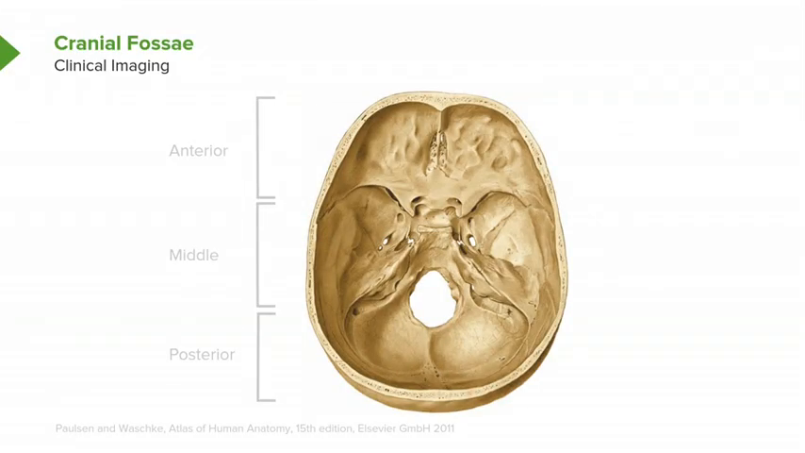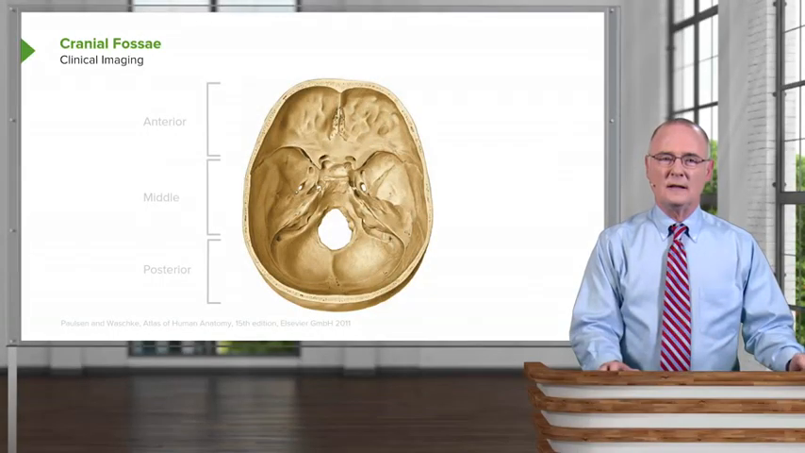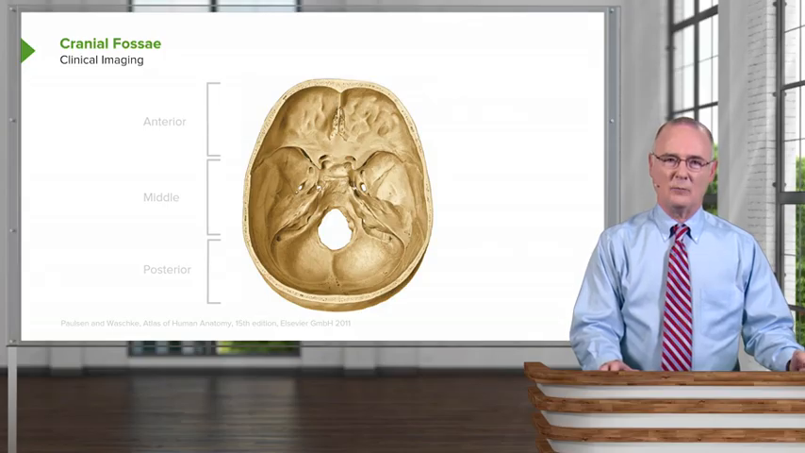First, it's important to understand that the cranium contains three fossae. These are important in clinical imaging as they represent important landmarks for the identification of various lesions that we can see associated with the brain.